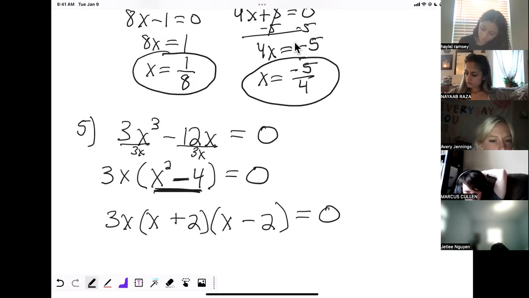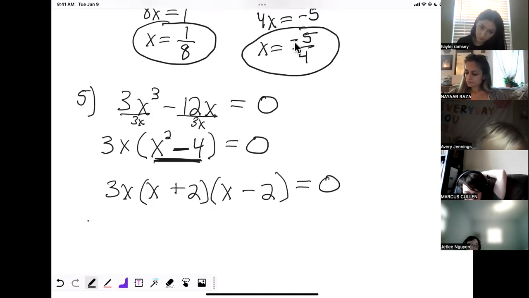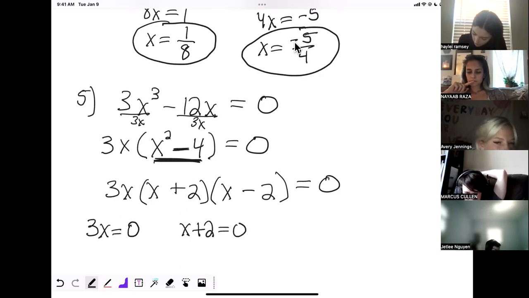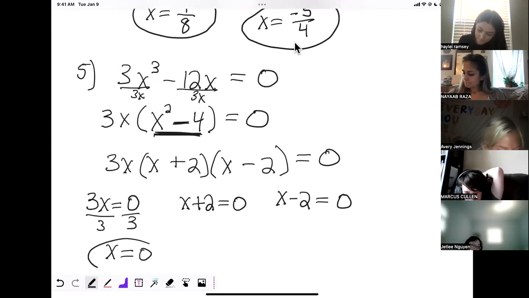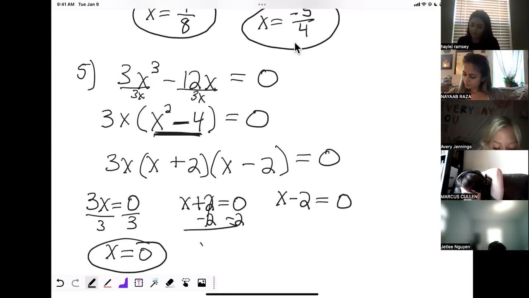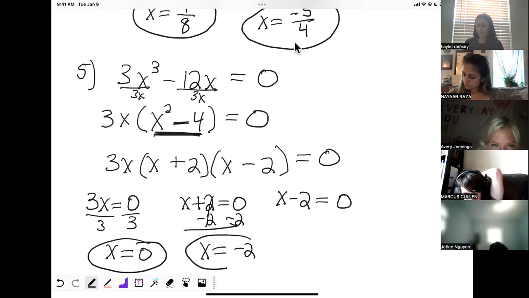So this time we actually had 3 answers, because that 3x is in the front. You have to set that equal to 0 as well. Everything's equal to 0. 3x equals 0. X plus 2 equals 0. X minus 2 equals 0. So we're going to have 3 solutions. Okay, so we're going to divide by 3. So x is equal to 0 is 1. We're going to subtract 2. X is equal to negative 2 is another solution.